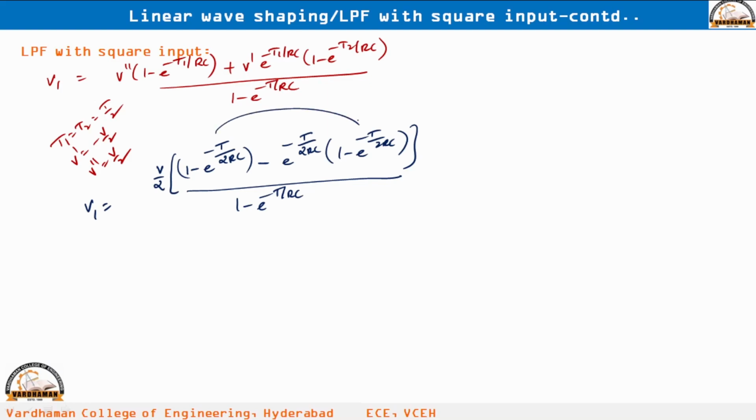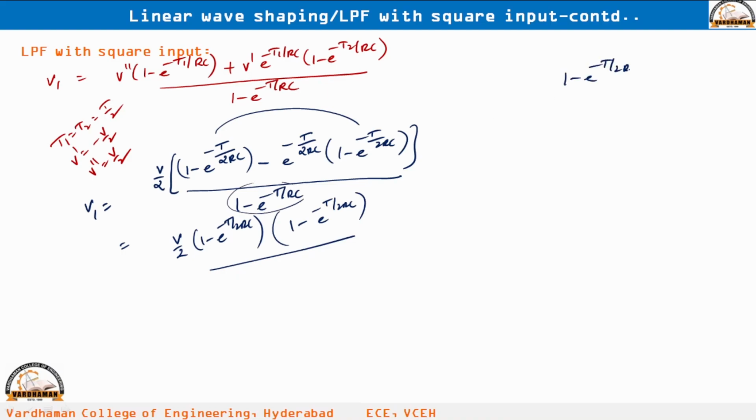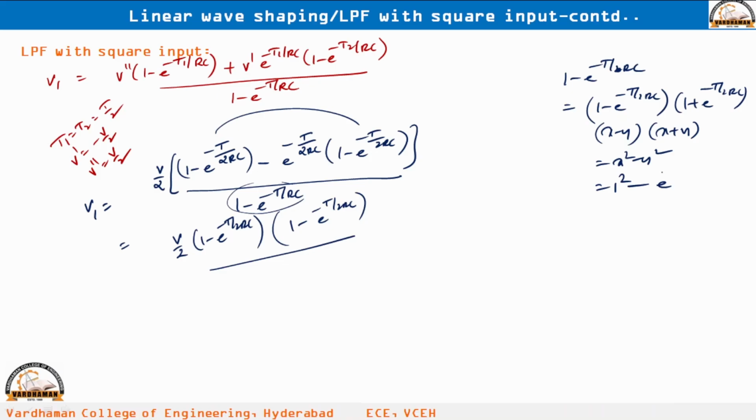Now, you take these two terms common. So, it is equal to V by 2 into 1 minus e power minus t by 2 RC, divided by the denominator 1 minus e power minus t by RC. This can be written as 1 minus e power minus t by 2 RC into 1 plus e power minus t by 2 RC, since x minus y into x plus y is equal to x square minus y square. So, you will get this one.